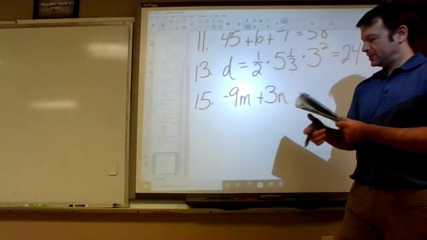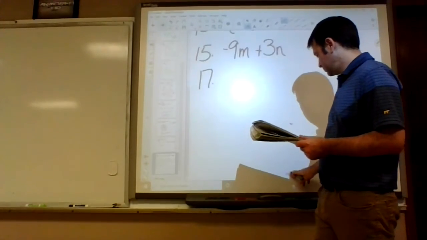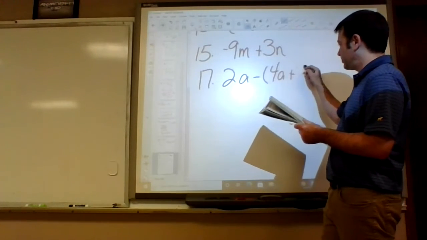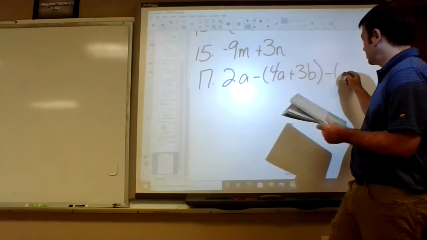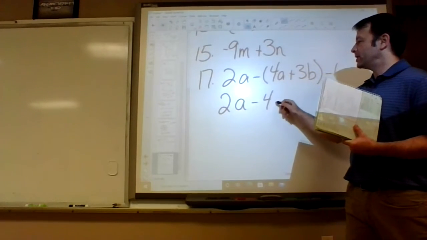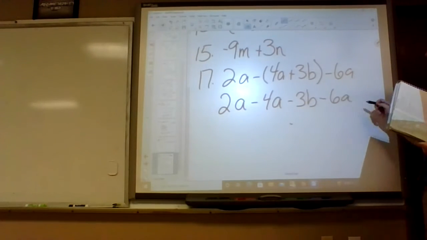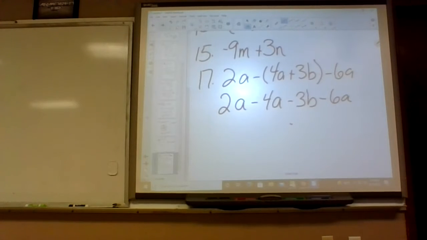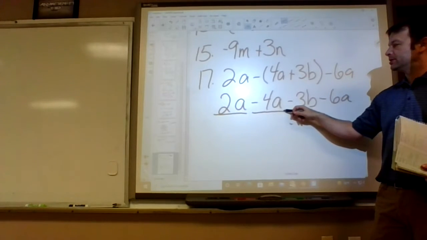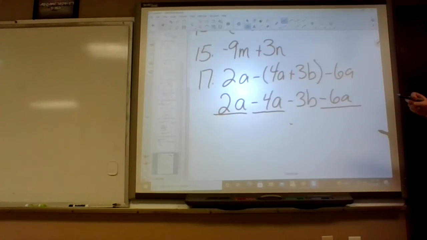All right, number 17. What should we do first on 17? Subtract the parentheses. Yeah, it's kind of like the distributive property. We're not really multiplying, but you need to subtract both of those. So I could rewrite this without parentheses: minus 4a minus 3b. Now what? Like terms. 2a minus 4a is negative 2a, minus 6a, negative 8a.